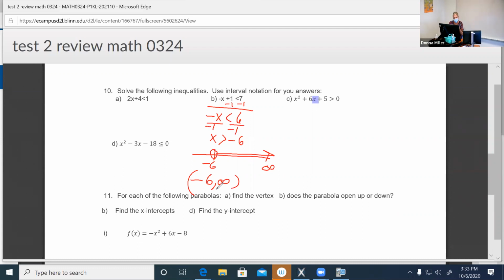Okay, now for these quadratic inequalities, if you like, I'll do C. We just showed you how to type in the calculator, right? So let's just type in the calculator, because that's the easiest way to do it. So x squared plus 6x plus 5 is greater than 0.